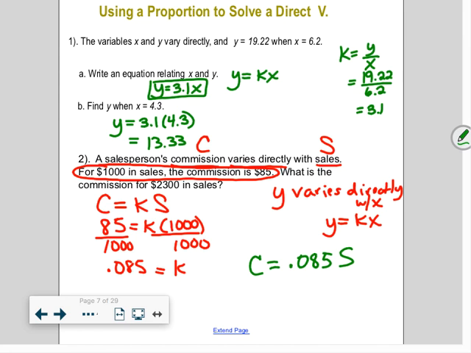What is the commission for $2,300 in sales? So this is a multi-step problem. You've got to write your variation equation, plug in the pair of numbers to find k, and use that equation to plug in. Yeah?